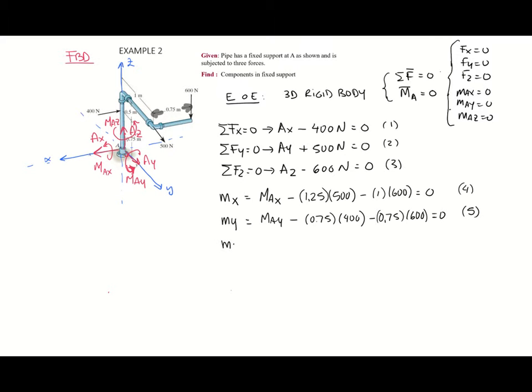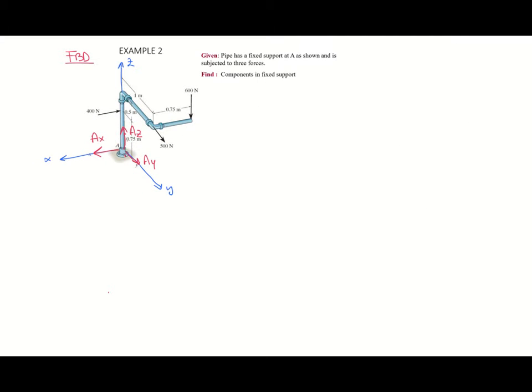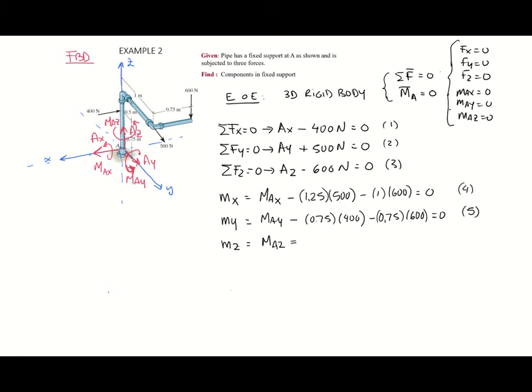And finally, I have the moment at Z, and I have that moment AZ. Which ones generate moment with respect to Z? The 400 crosses the axis. The 500 also crosses the axis. Then we have the force 600, but that one is parallel to Z. So none of those forces produce moment with respect to axis Z. Therefore, the moment in Z is equal to 0. So this is my sixth equation.